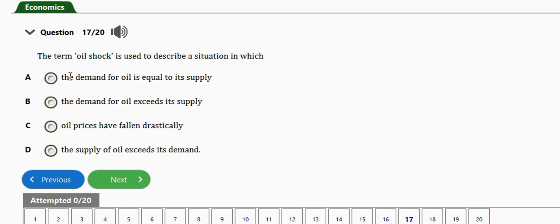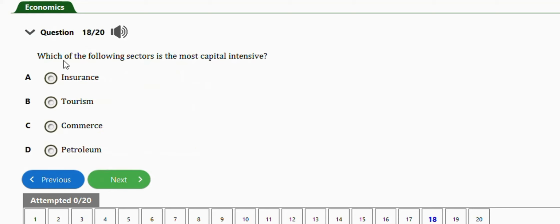This question says the term oil shock is used to describe a situation in which the demand for oil is equal to its supply, demand for oil exceeds its supply, oil prices have fallen drastically, the supply of oil exceeds its demand. So right answer is option B, which is the demand for oil exceeds its supply. Next question says which of the following sectors is the most capital intensive? So it's petroleum. Option D.